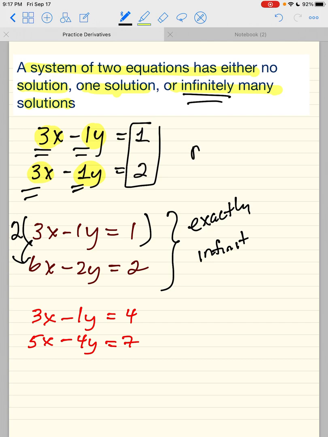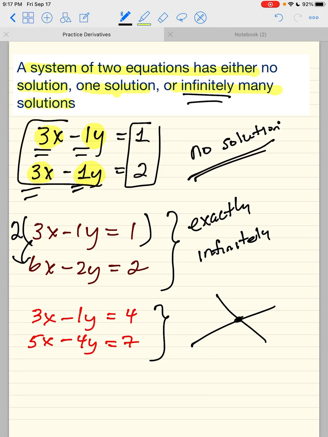And if it's not no solutions because they're parallel, and it's not exactly the same, giving you infinitely many, then it must intersect and have only 1 solution. So no solutions if they are parallel, which means that they match everywhere except for the constants. Infinitely many if they are exactly the same except one of them is just a multiple of the other one. And then just one solution if neither of those 2 are satisfied.